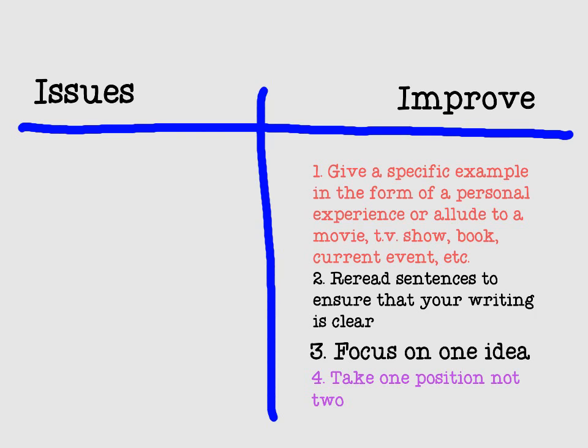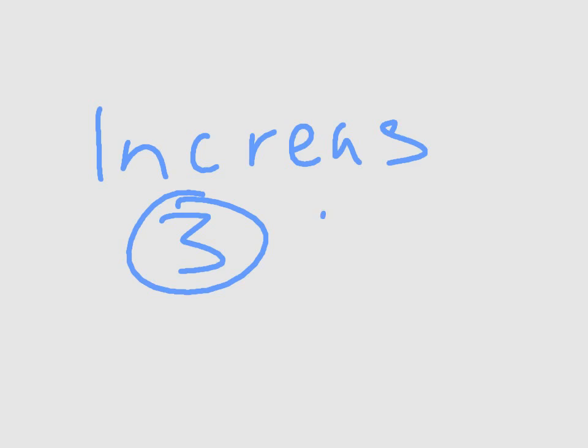The writer could focus on one idea. After taking the position, just focus on one thing and then give me an example. Tell me how it actually looks or how you've seen it before. And once again, the writer has to take a position, not a position on both sides, because this makes your position unclear. So if the writer were to do these simple things, the writer's score could definitely increase to a 3, which is what we want, which is passing.